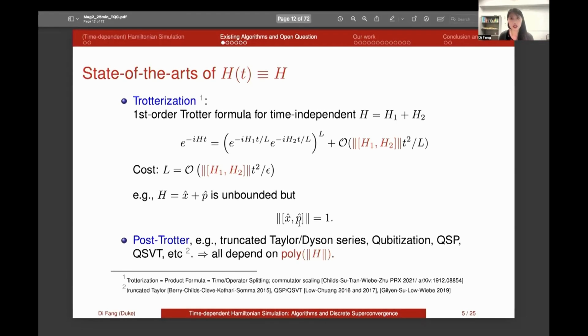The second type of algorithm, I will group them together and call them post-Trotter algorithms. For all of these algorithms, the cost will have a polynomial dependence on the operator norm itself. The high-level reason is really that these algorithms will need an implicit or explicit form of some block encoding, and the subnormalization factor is upper bounded by the operator norm. That's the reason for this.